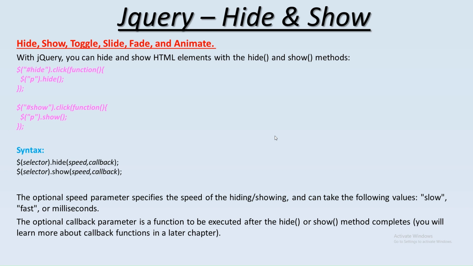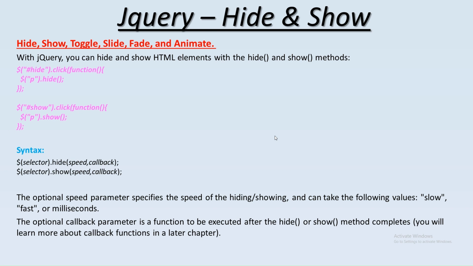show is like a button. It will find that element by its ID, and on the click function, it will show all the paragraph elements. So what is the syntax for that? The syntax is a selector name, then dot hide, and within the parentheses the speed of the hiding and the callback function name.